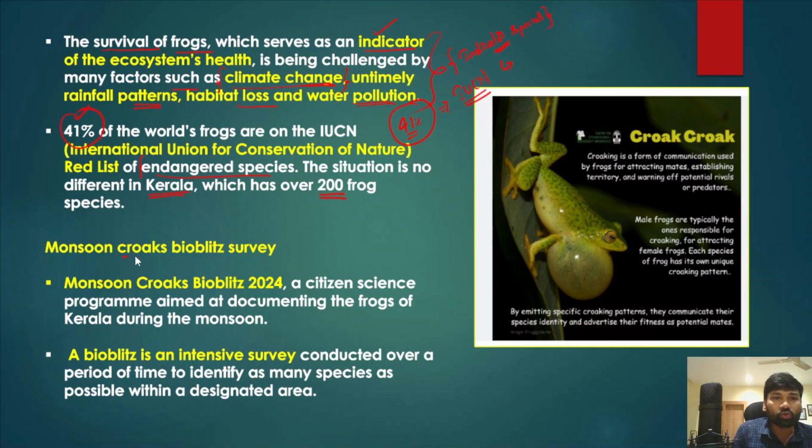And what exactly is this Monsoon Croaks BioBlitz survey? We'll understand about it very briefly. The Monsoon Croaks BioBlitz 2024 is a citizen science program aimed at documenting the frogs in farmyards, backyards and even farms in Kerala during the monsoon. So it is essentially documenting the frog species during the monsoon season. And this BioBlitz is an intensive survey. It is a citizen-led and community-involved survey, conducted over a period of time during the monsoon season to identify as many species as possible within a designated area.